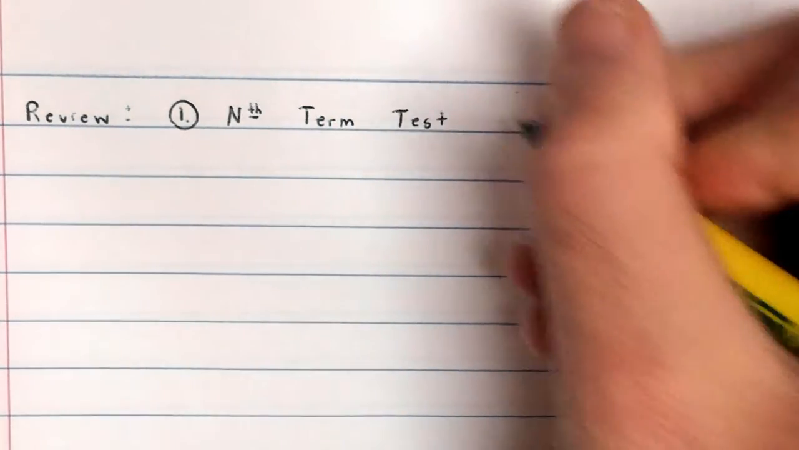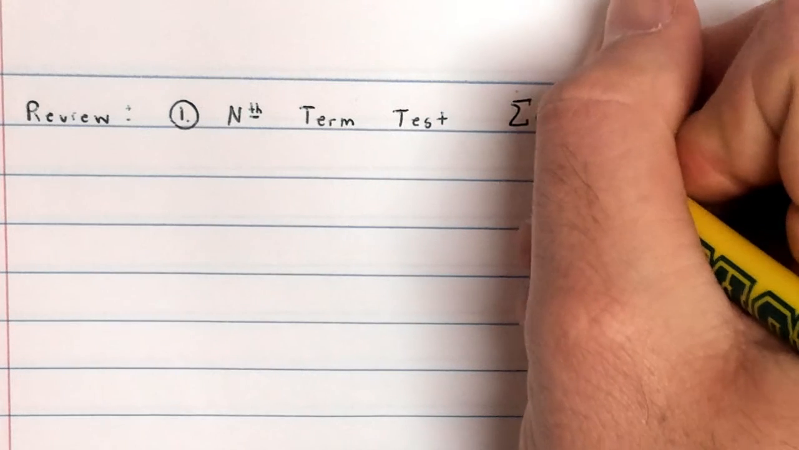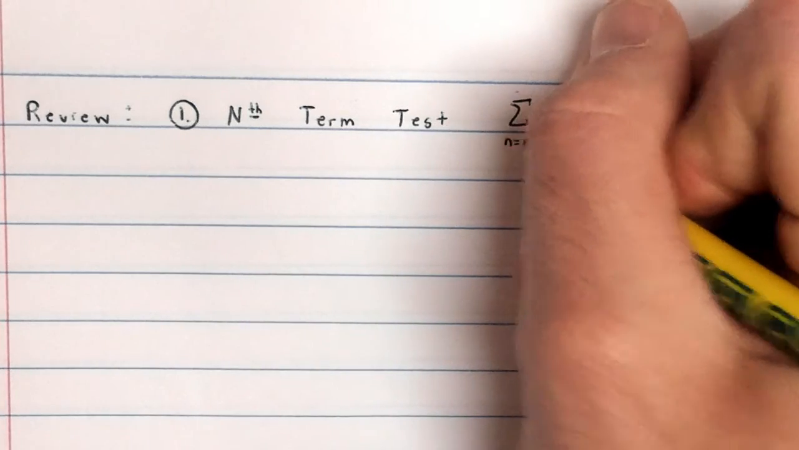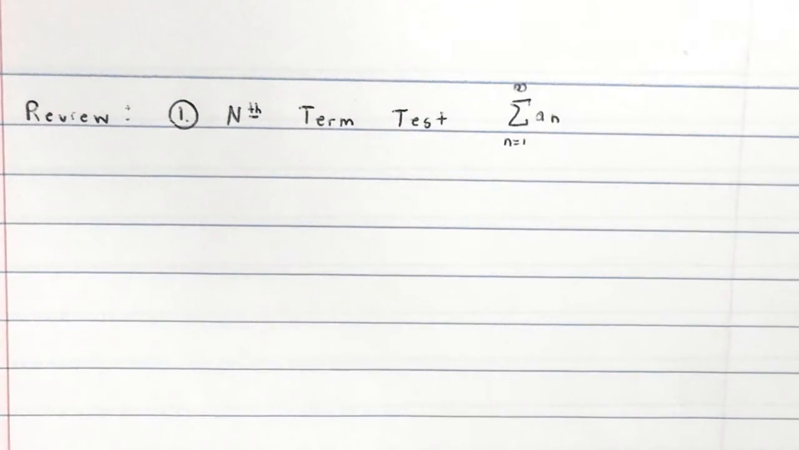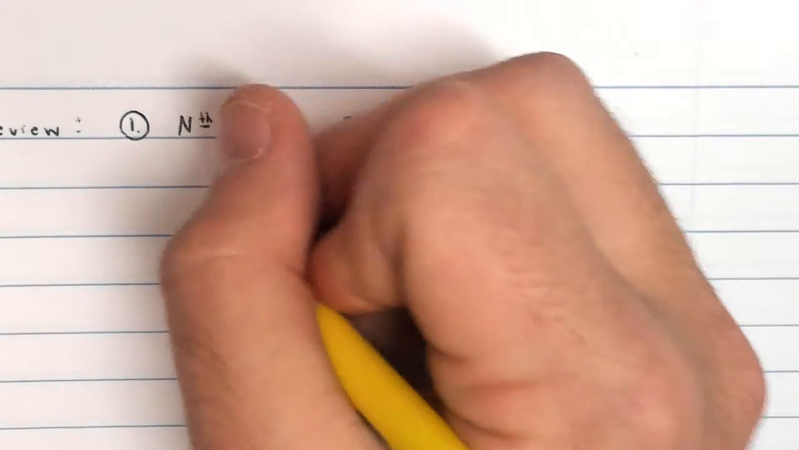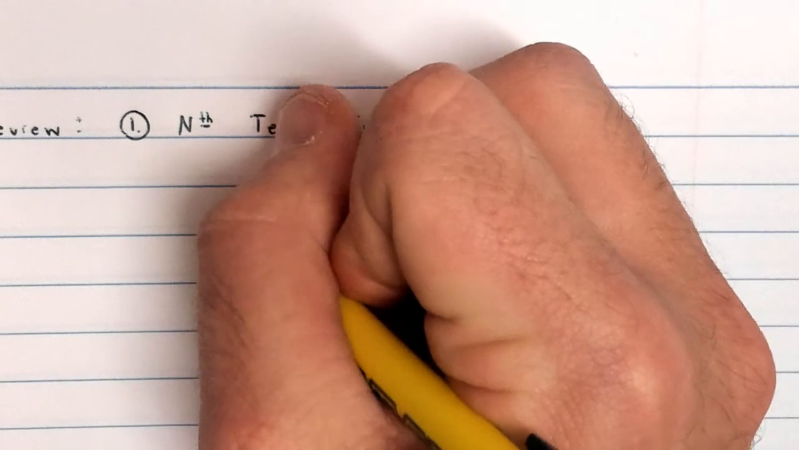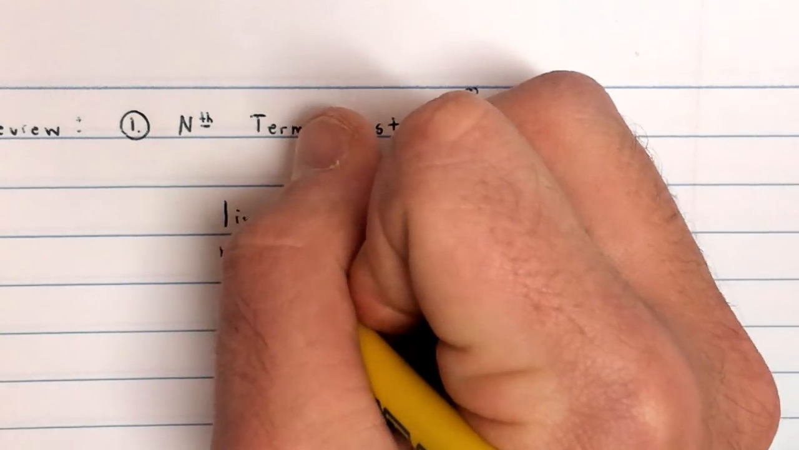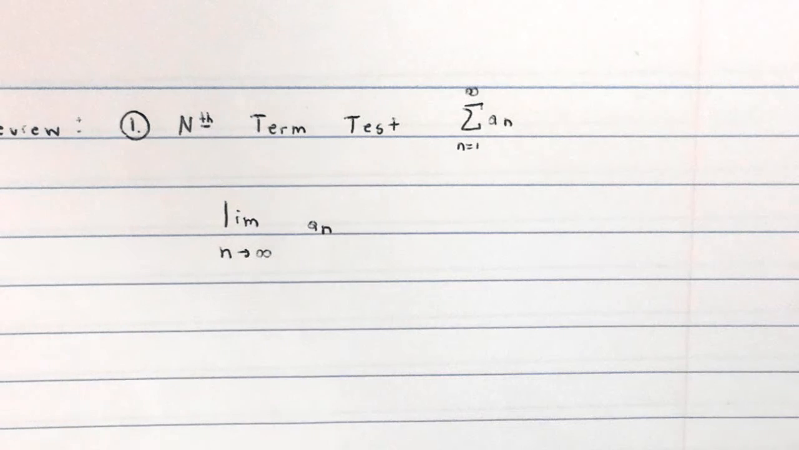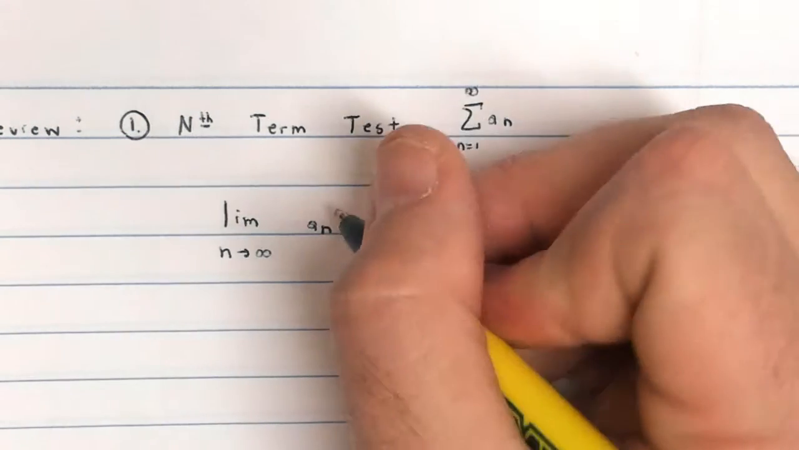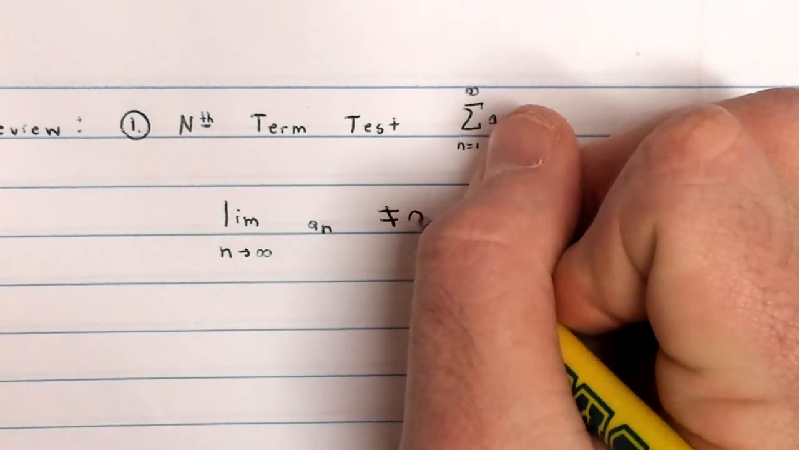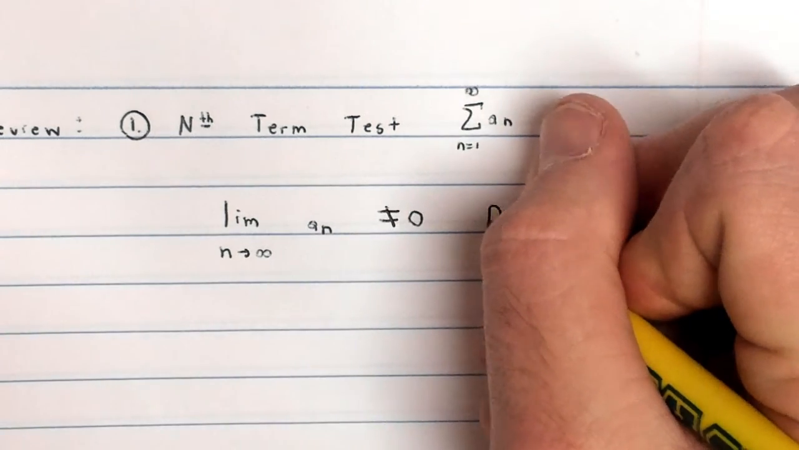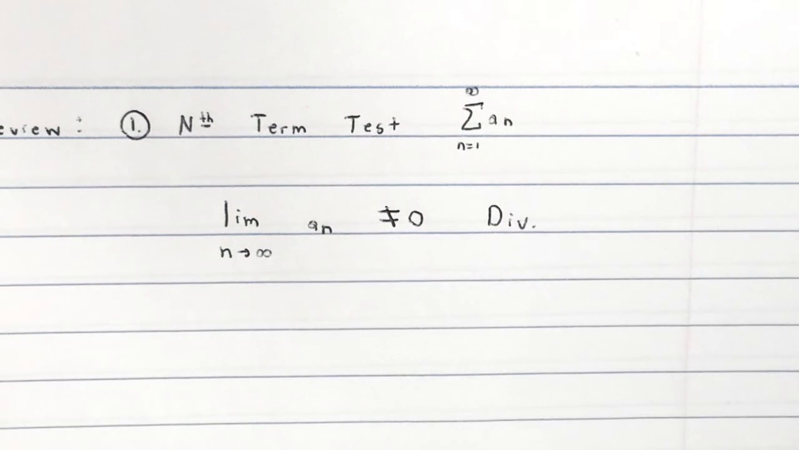Nth Term Test said if I have the summation of a sub n, I'm just going to start them at 1 for today, and I take the limit of the inside sequence, what do I want it to not equal? 0. If it does not equal 0, therefore you can tell me that series diverges. Can't tell me anything else. That's the only condition you have to worry about. That one. Cool?